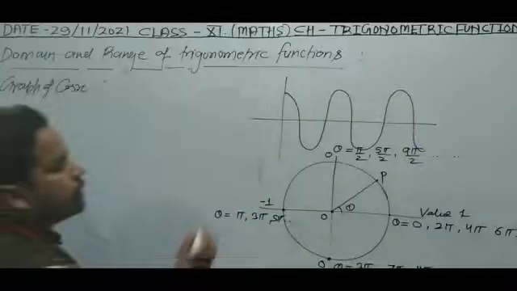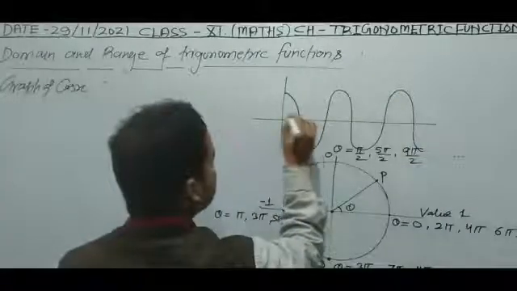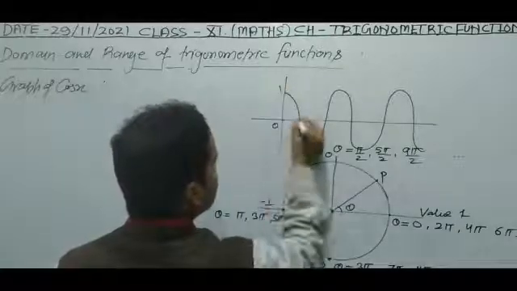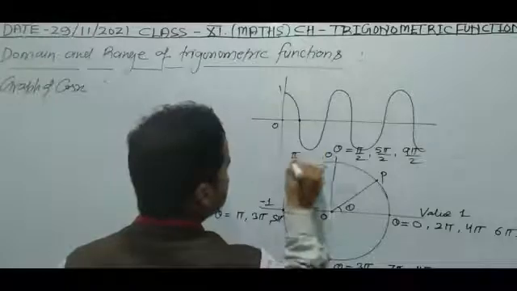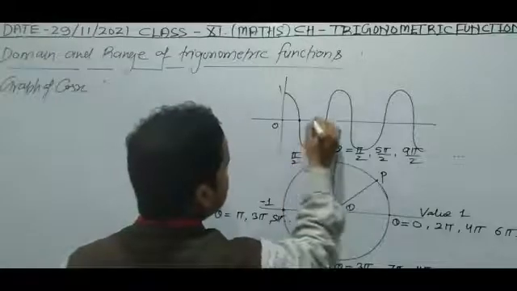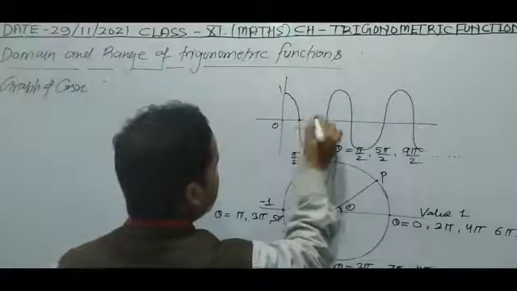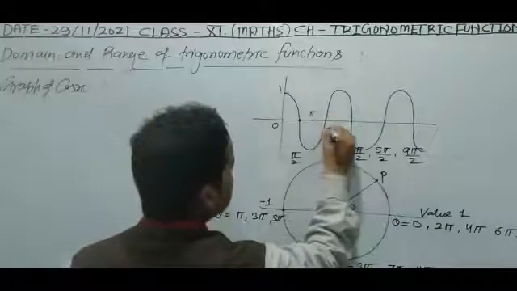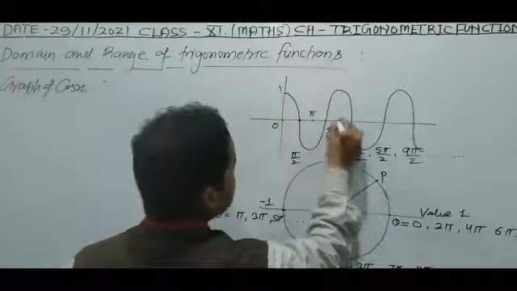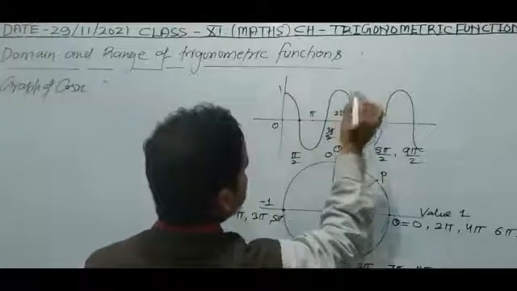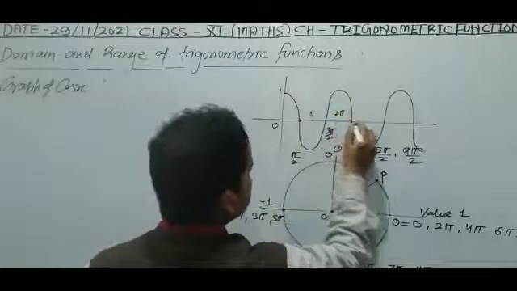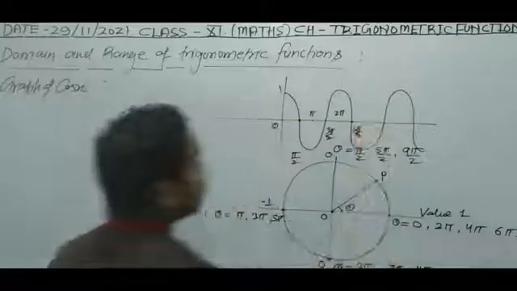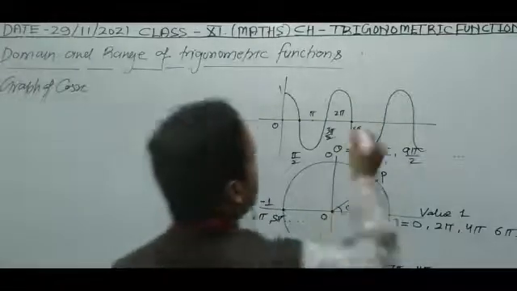And at this point you will get value 0, maximum value 1. This is pi by 2. This is 0, pi by 2. This is pi. Now this is 3 pi by 2. And this is 2 pi. This is 5 pi by 2. Now this is 3 pi.